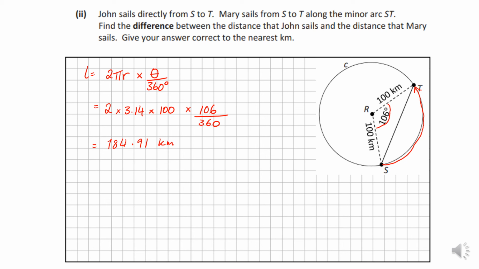kilometers. So that was Mary's distance along the curve, and we're asked to find the difference between hers and John's. So we'll take 184.91 and we'll subtract his distance, which we saw in the last part was 160. And we get 24.91 kilometers. Correct to the nearest kilometer, we'll say 25 kilometers in the difference.